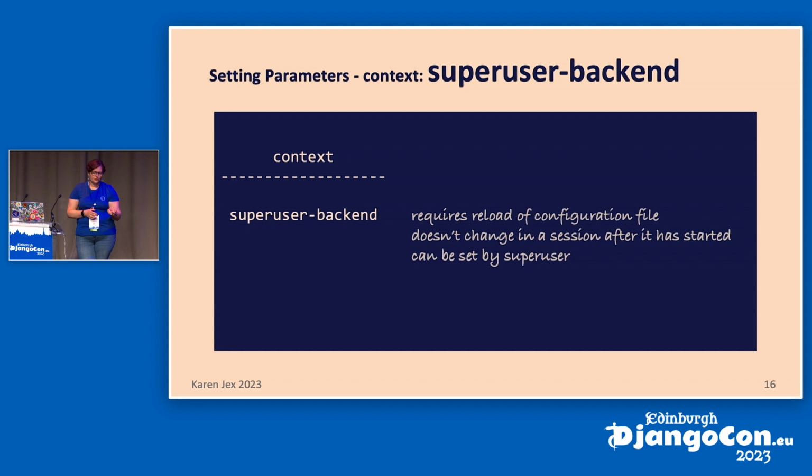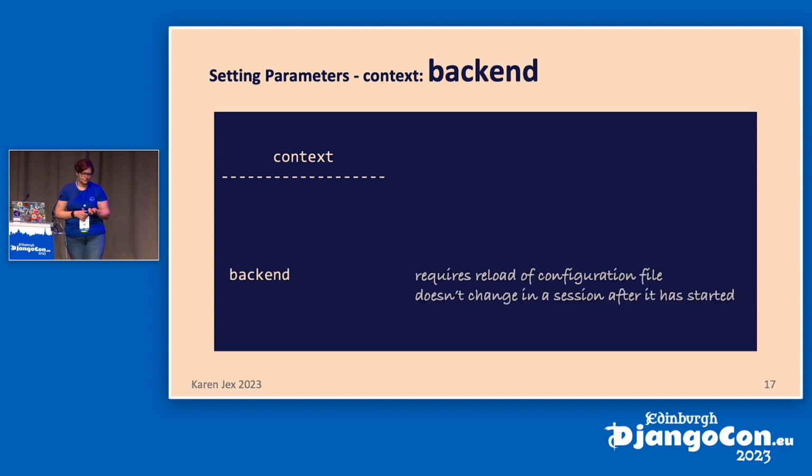There are just a few superuser-backend parameters. You probably don't need to know about those. Those are ones that you can either change in the postgresql.conf or a superuser can change them. They will only affect new connections to the database, not existing connections. Backend is a similar story, but these will affect existing connections.